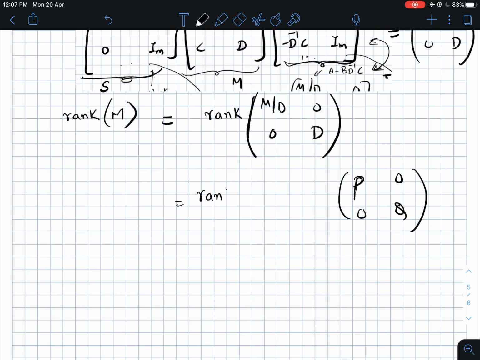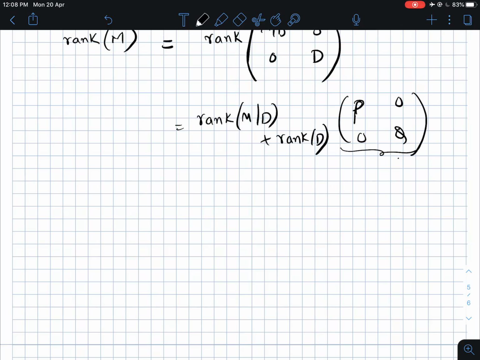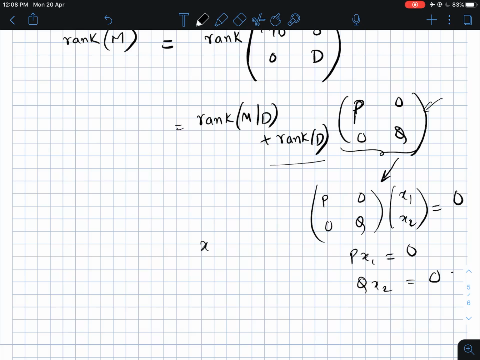So this is happening precisely because of that. There's another way you can actually see this. You can also try to find a vector in the null space of this and use the rank nullity theorem. That also will give you a very similar result. For example, what is any vector in the null space of this matrix? You can do P, 0, 0, Q times x1, x2 equal to 0. That gives you Px1 equal to 0 and Qx2 equal to 0. That means x1 needs to be in the null space of P and x2 needs to be in the null space of Q.